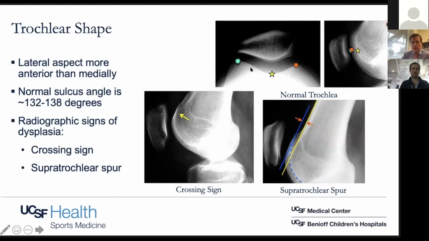And these top images, what we're seeing here is that you can find these different structures on your lateral x-ray. This normal lateral aspect of the trochlea will be the most anterior part. And then the medial aspect of the trochlea will be your next line. And then the center of the groove will be the lowest line. When those lines are crossing, you don't have that groove down there, and so that's a sign of trochlear dysplasia.